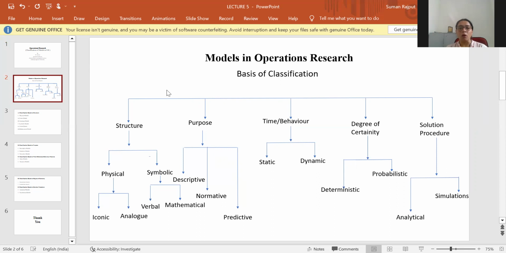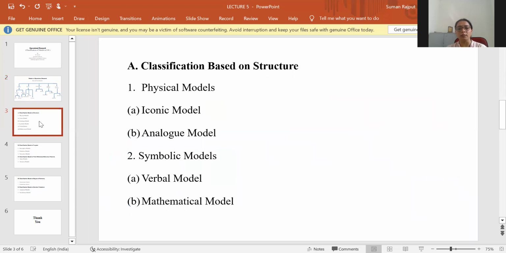And on the basis of the purpose, the models are divided into three types, that is descriptive, normative, and predictive model. On the basis of time and behavior, models are of two types, that is static model and dynamic model. On the basis of the degree of certainty, we have again two types of model, deterministic and probabilistic model. And on the solution procedure, we have again two types of model, analytical and simulation model. So let us discuss all these models one by one.